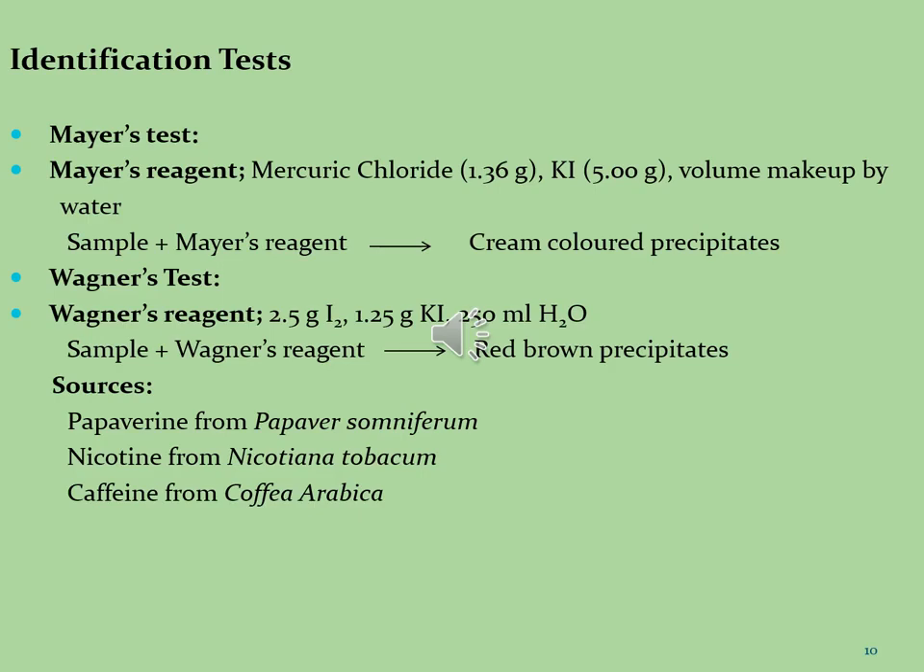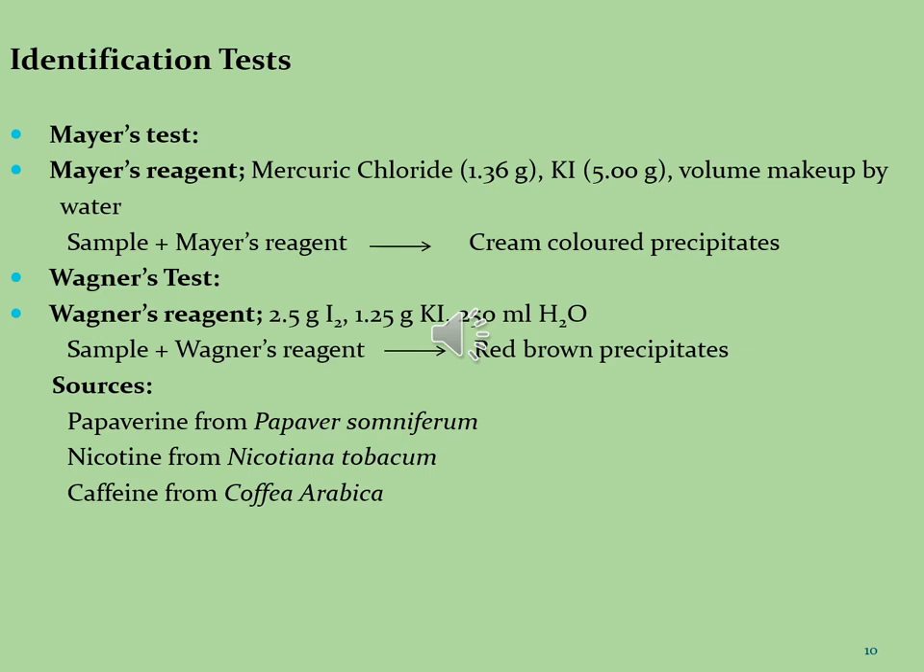Wagner's reagent is prepared by taking 2.5 gram of iodine and 1.25 gram of potassium iodide. Both these reagents are dissolved in 50 ml of water and the volume made up to the limit. Now the sample is taken with a few drops of Wagner's reagent and we get red-brown precipitates, which indicate the presence of alkaloid molecules. Alkaloid molecules are isolated from different sources that include different species of plants.